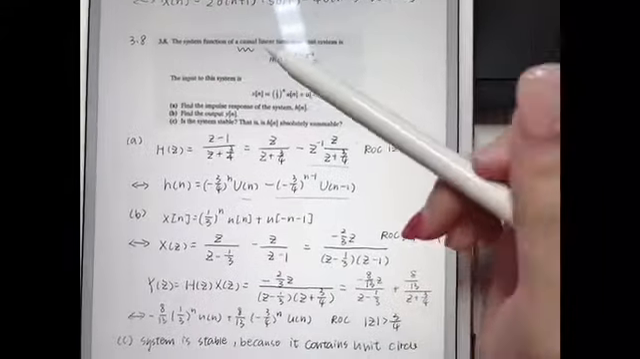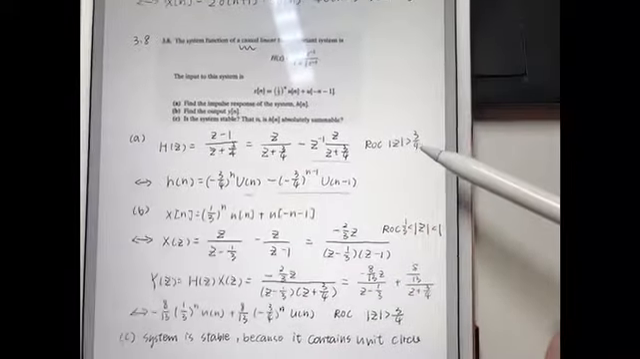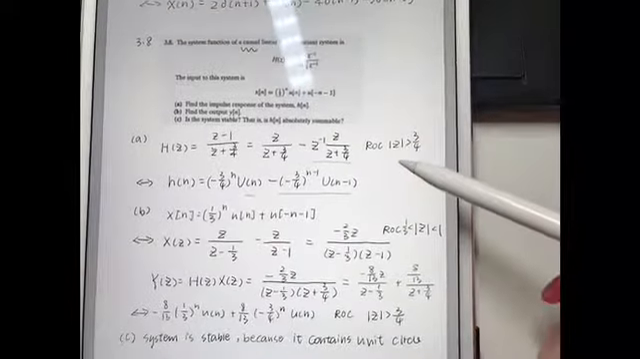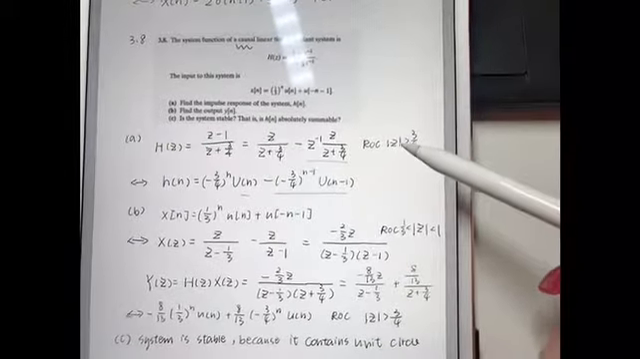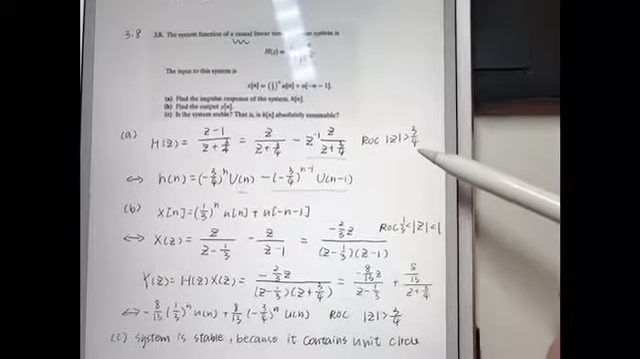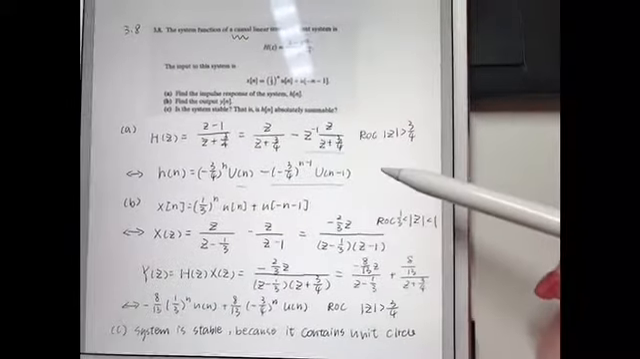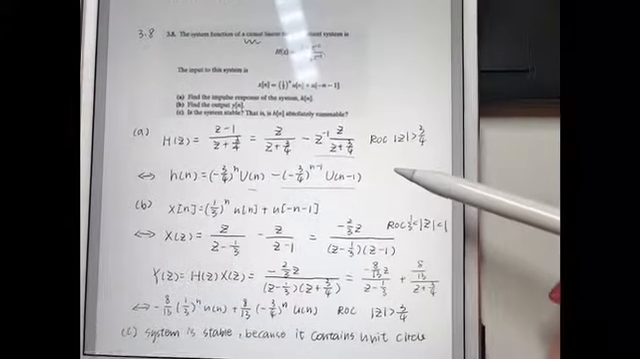From the condition, we know that the system function is a causal one. So the ROC would be |z| larger than 3/4. And that is the answer for question A. Now we look at question B.